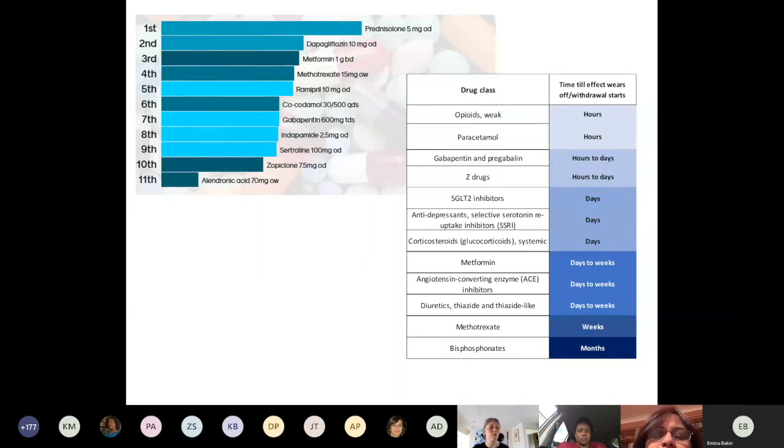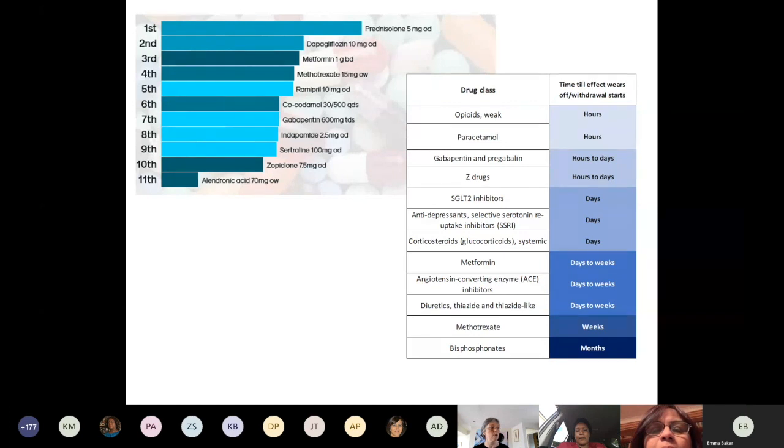So I would just leave you with the thought that the opioids and paracetamol will start to wear off in hours, and opioid withdrawal can start within hours. Gabapentin and Z drugs, you'll get withdrawal effects in hours to days. If you stop your diabetes drugs, you probably still have a few days before you go seriously hypoglycemic. Your SSRI, you might withdraw in 3 or 4 days. Your antihypertensives, your blood pressure will start to go up in days, maybe to weeks. You've probably got a bit of time.